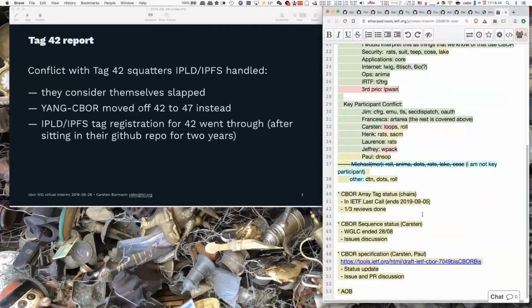And there is only one of the 3 general reviews that is done right now. And the one that is done, I think, had no comments at all. So I mean, no issues at all. That's good.